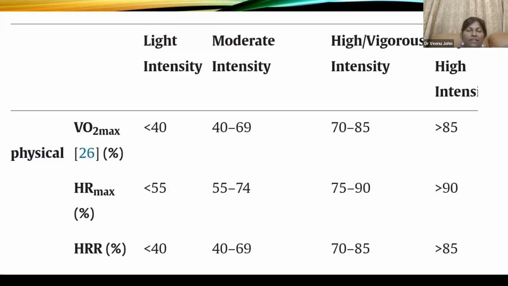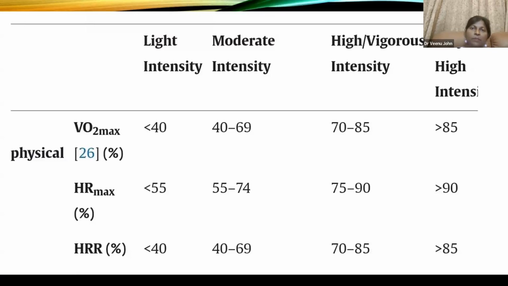When we look at heart rate reserve, it is considered one of the best indicators for exercise intensity and also fitness. So heart rate reserve is basically maximum heart rate minus the resting heart rate, percentage of that. So if it is less than 40%, it is light. 40 to 69% is moderate, and 70 to 85% is high intensity activity.